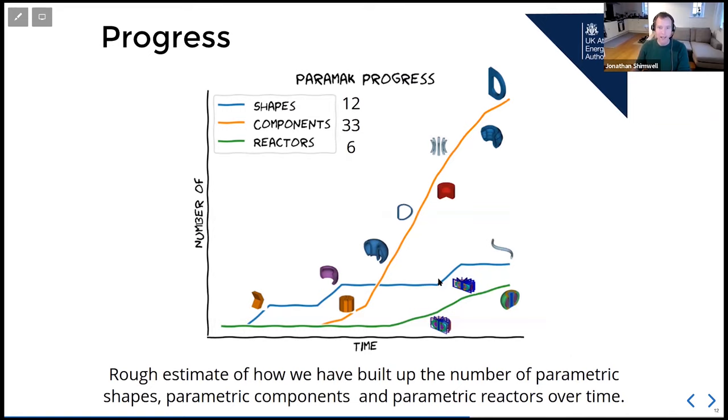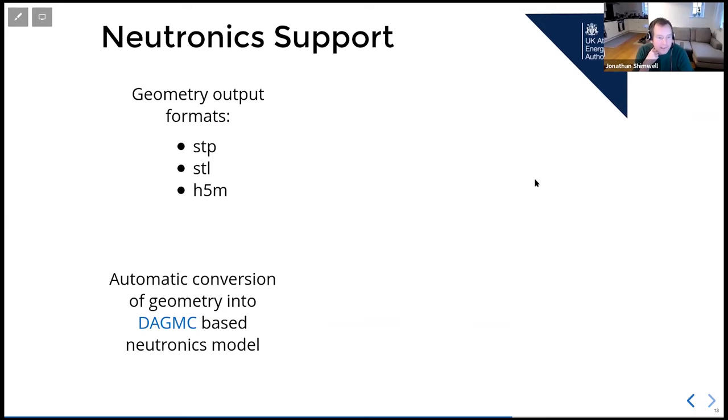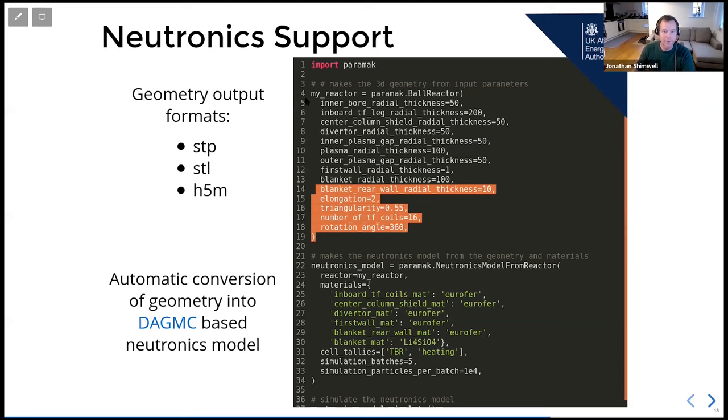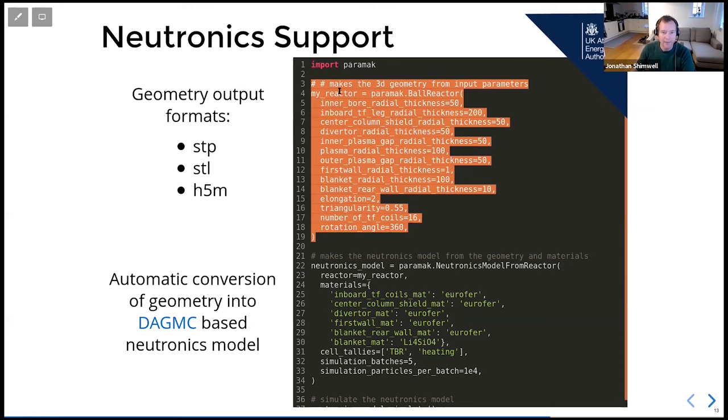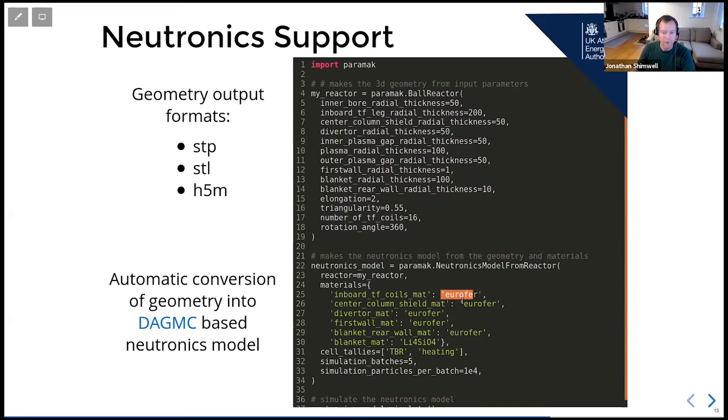So what can you do with it? It's nice to have geometry, but if you wanted to use it for something useful, you can do automatic neutronics simulations. So here's our geometry construction that we saw earlier. That will make your parametric reactor. And then it's saved as my reactor and it's put into this class. And we just assign the extra materials. It's all Eurofer in this case. And then we say the simulation intensity. We want the TBR and heating, and that will give us a simulation like this.